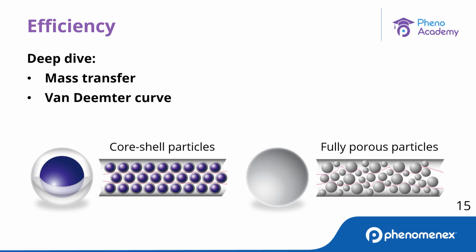There is much more about chromatographic efficiency than I can cover in this webinar, so if you're not tired of looking at formulas yet, I would recommend learning about mass transfer kinetics, which covers how fast analyte molecules interact with the stationary phase, and about Van Deemter curves, which relate the theoretical plate height of a column to the flow rate of the mobile phase. And in this image, you see less diffusion in core shell columns than in fully porous columns, which is why core shell materials can be more efficient.